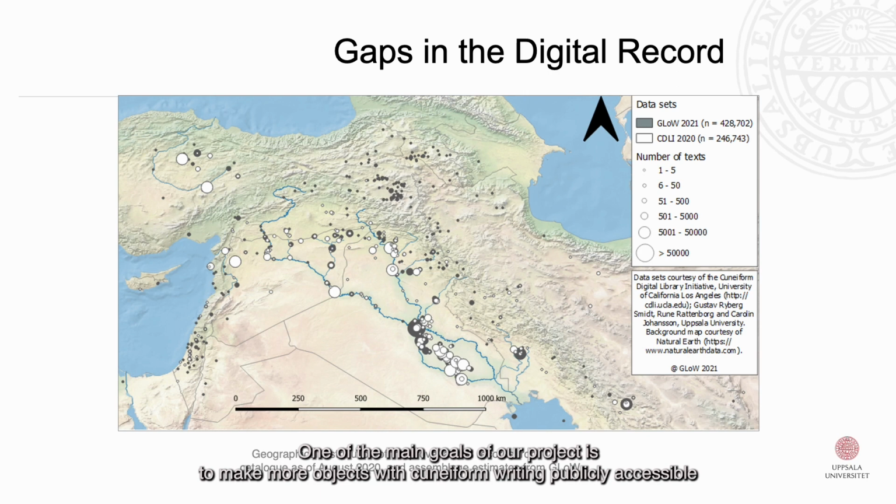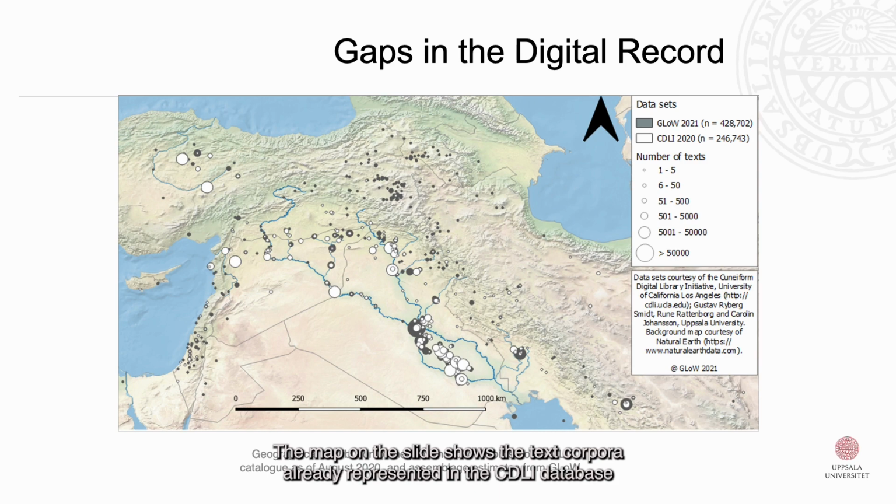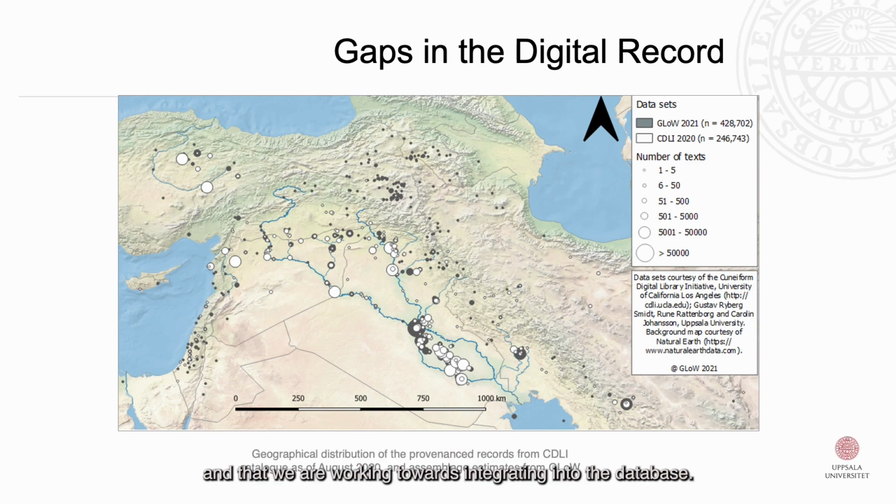One of the main goals of our project is to make more objects with cuneiform writing publicly accessible, and as such we are contributing to augment and improve the data contained in the main open access database of cuneiform texts, the Cuneiform Digital Library Initiative, CDLI. The map on the slide shows the text corpora already represented in the CDLI database at the start of the GLoW project in white, and the areas in grey are the additional assemblages that we have identified and that we are working towards integrating into the database.